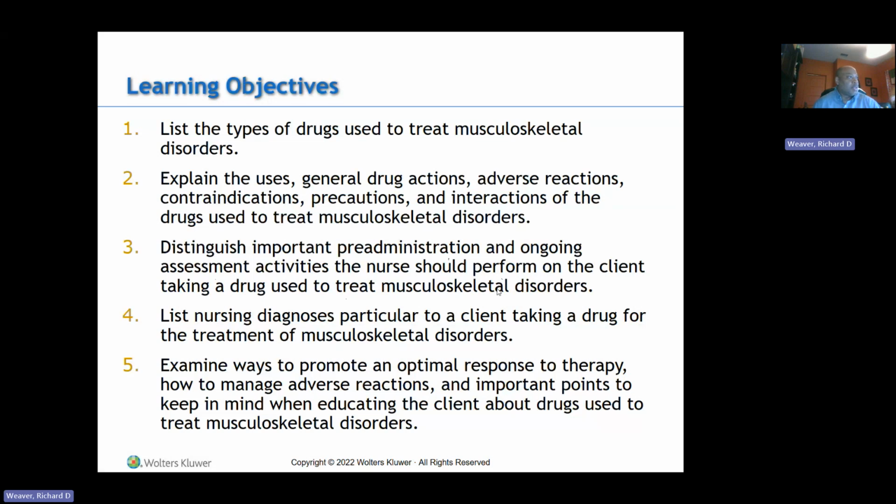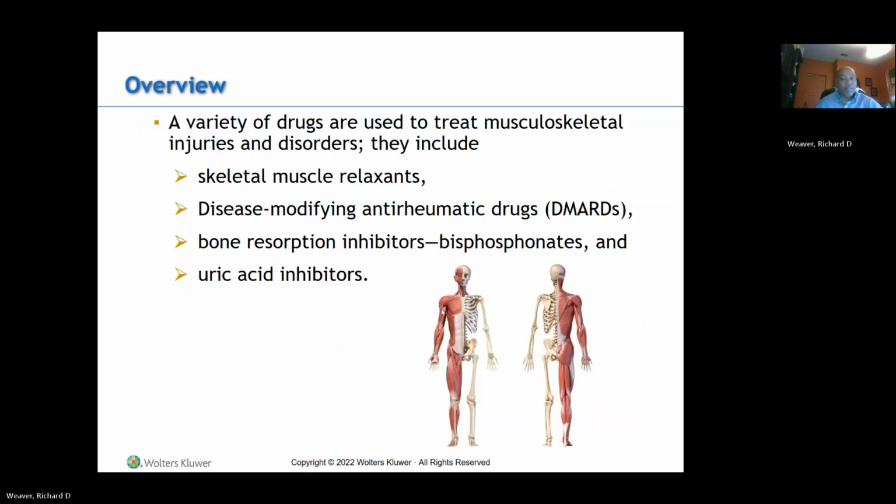So, list the types of drugs used to treat musculoskeletal disorders, and the second one, explain the uses, general drug actions, adverse reactions, contraindications, precautions, and interactions of the drugs used to treat musculoskeletal diseases. All right, not a whole lot of objectives.